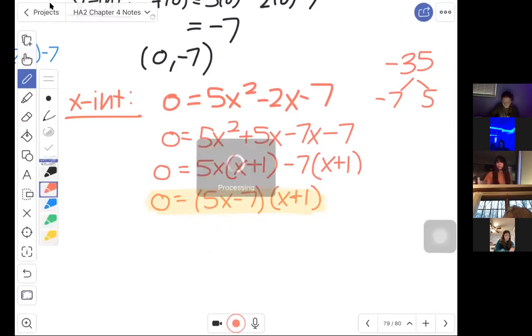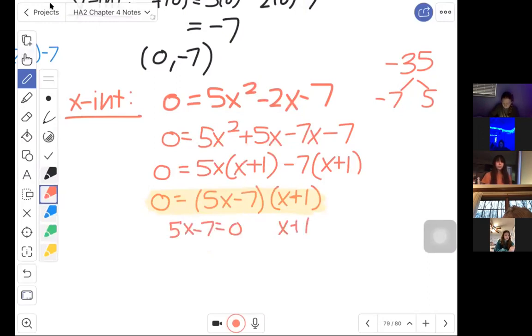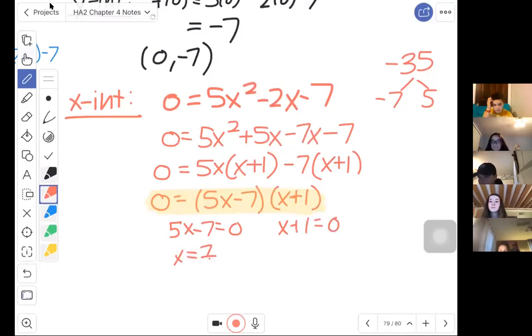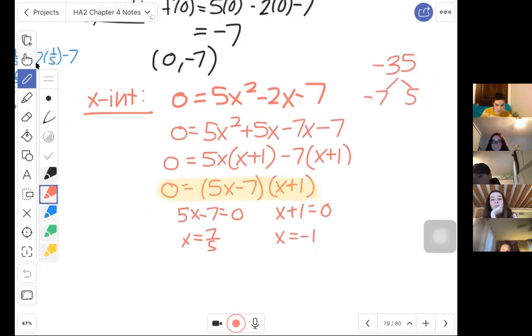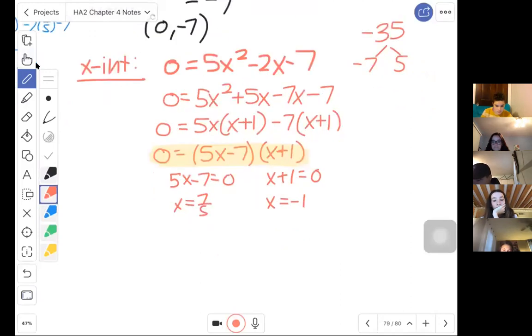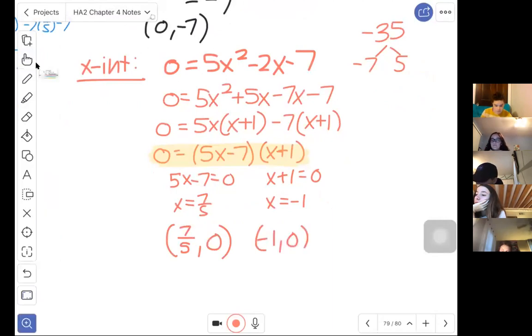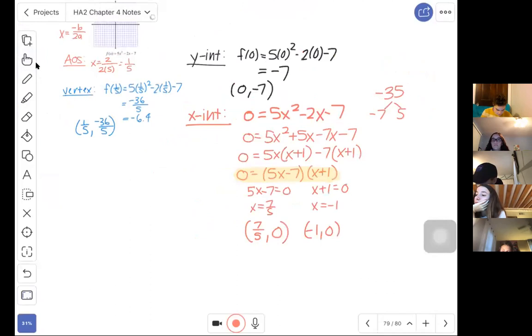Yes. Okay, so then when we set each binomial equal to 0, we'll get x is equal to 7/5 and x is equal to -1. And lastly, Grace, how are we going to write these x-intercepts? We're going to write them as points. So it would be 7/5, comma 0 and -1, 0. Awesome. Good job. We want to make sure we're writing those intercepts as ordered pairs.